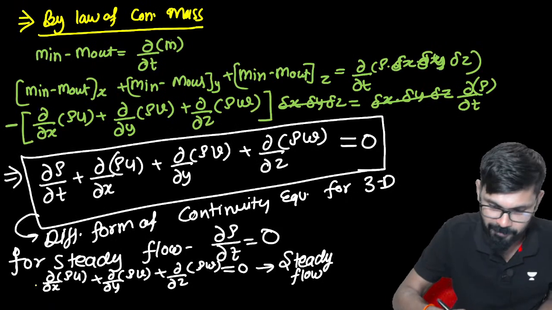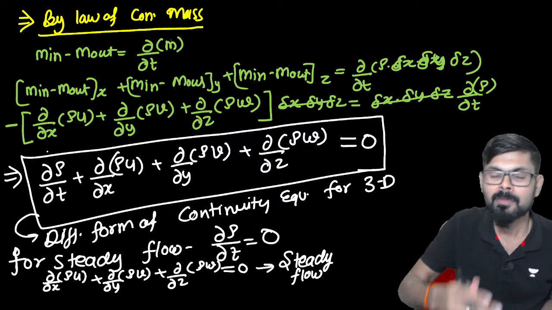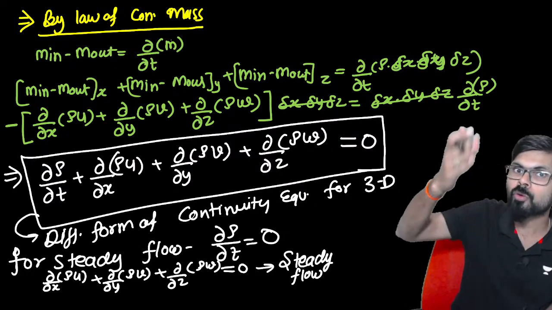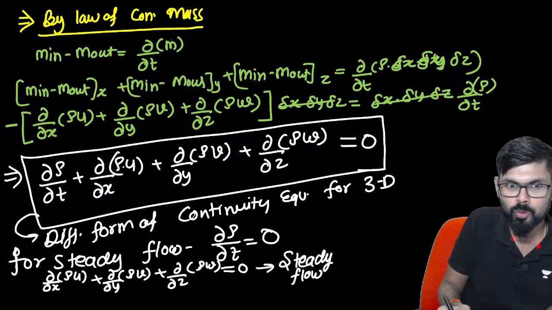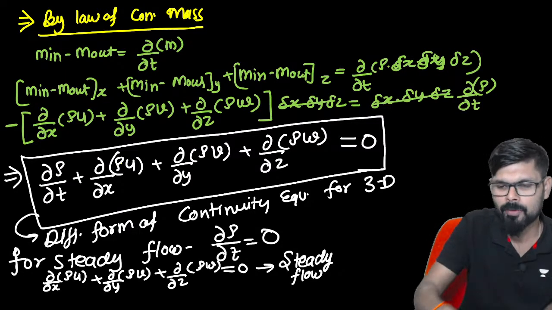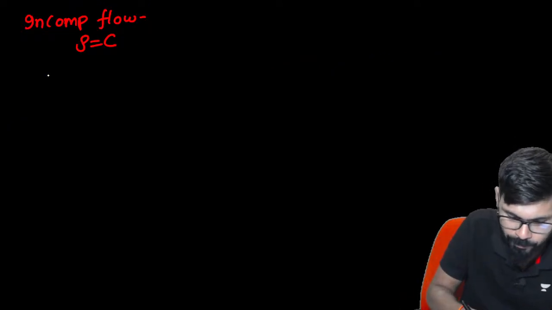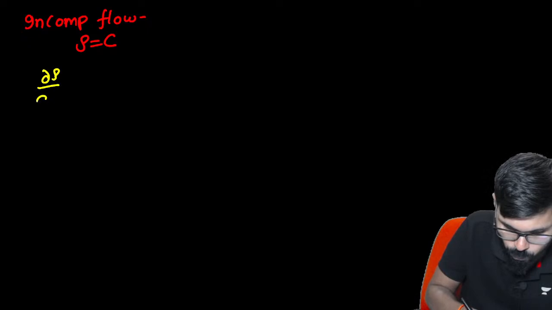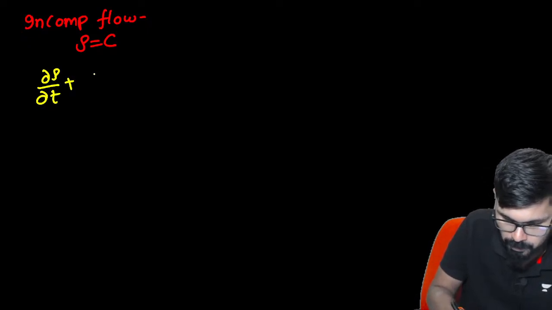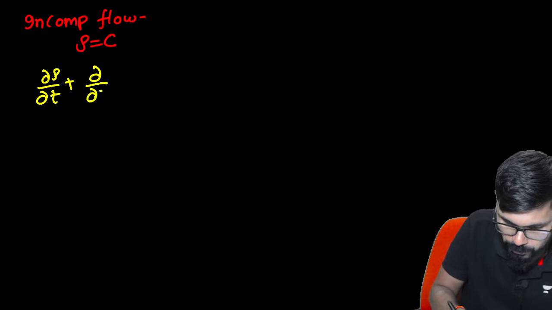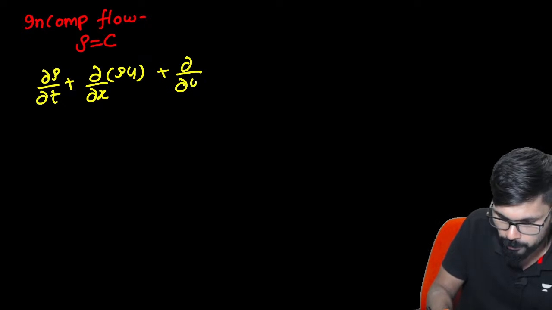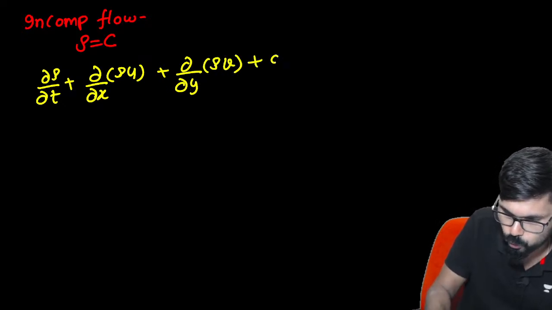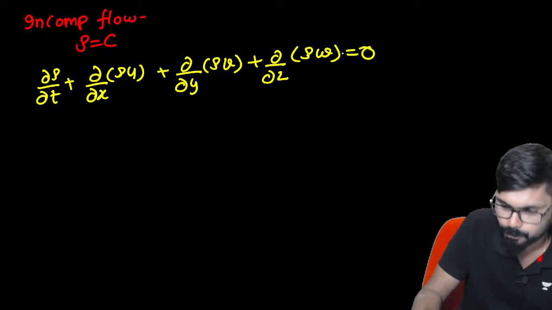So in this equation, the first term, dou rho by dou t, will be zero, because if it is incompressible, rho value is not going to change, whether with time or space. And here rho will be common, which means it will come out of the differential. So I can say dou rho by dou t plus dou by dou x of rho into u plus dou by dou y of rho into v plus dou by dou z of rho into w is equal to 0.